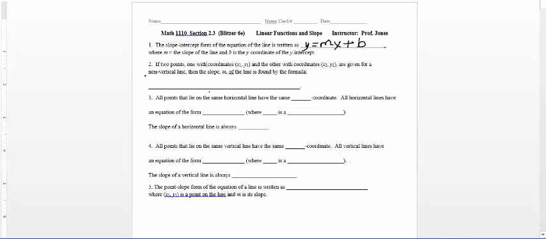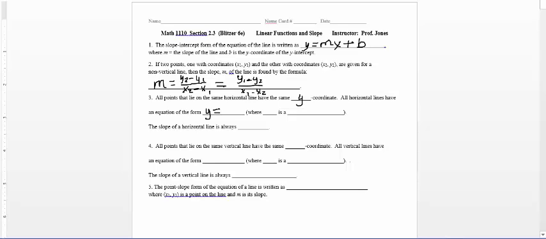If 2 points, one with coordinates x1, y1, the other with coordinates x2, y2, are given for a non-vertical line, then the slope m is found by the formula y2 minus y1 over x2 minus x1, which will give the same result as if you calculated y1 minus y2 over x1 minus x2. So it doesn't matter which points' coordinates are labeled as x1, y1.